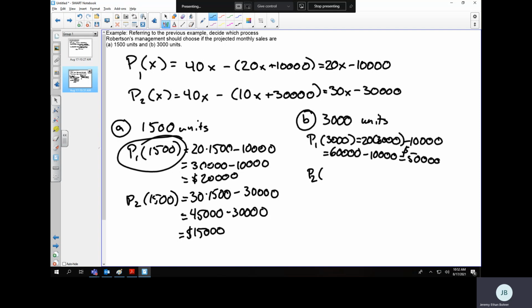P2 of 3,000 is going to be 30 times 3,000 minus 30,000. Okay, well, that's 90,000 minus 30,000, which is 60,000. So if we're making 3,000 units, we want to choose the second process.